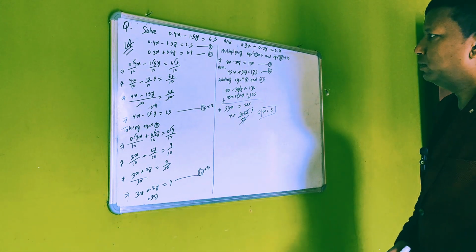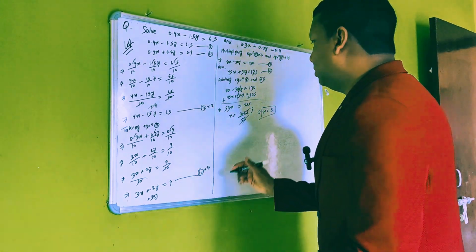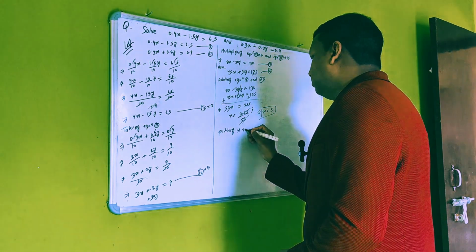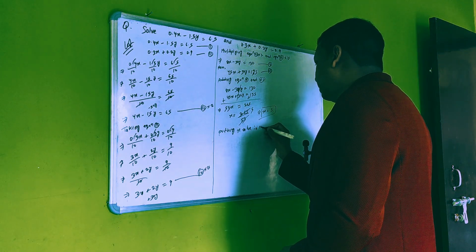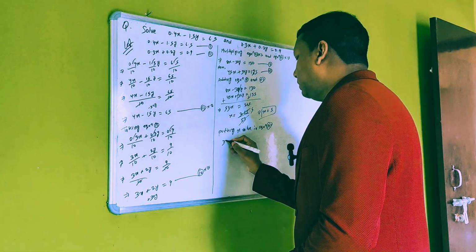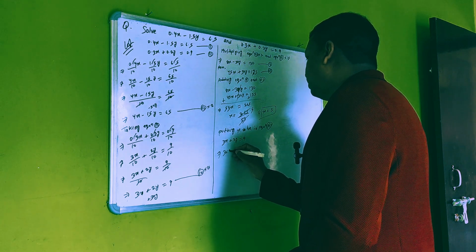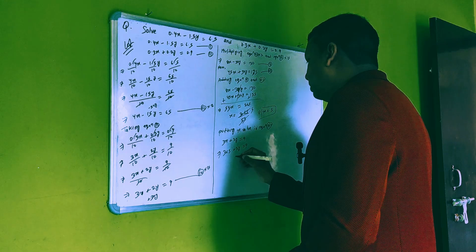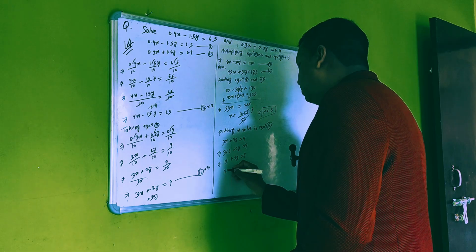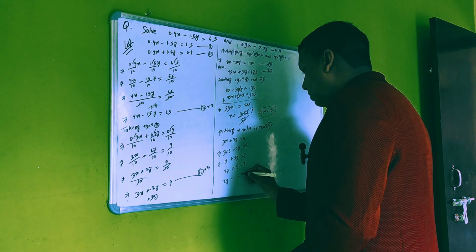And this x value you can put in equation 1, 2, 3 or 4. Putting it in equation 4 because it is simple. Equation 4 is 3x plus 2y equals 9. The x value is 5, so 15 plus 2y equals 9, and 2y equals 9 minus 15. So 2y equals minus 6.